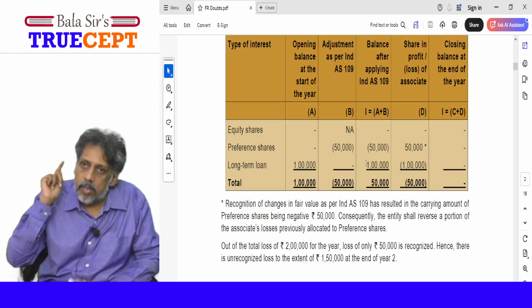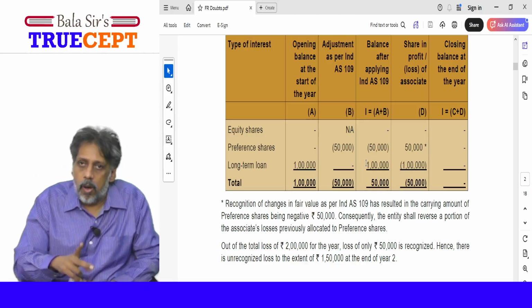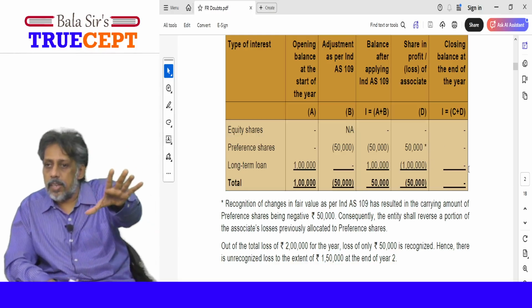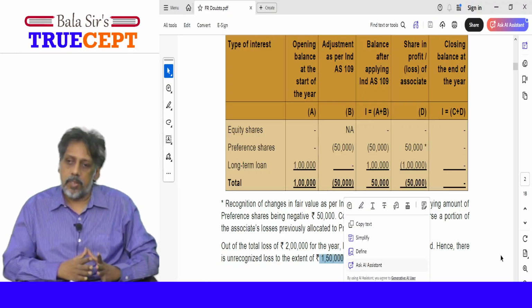The balance, how much? Loan will become nil, right? Out of 2 lakh 50,000 loss, 1 lakh has been assigned to loan. What is the balance now? Still 1 lakh and 50,000 not recognized. That's what they meant in the last line. Is that fine? Yes, sir.